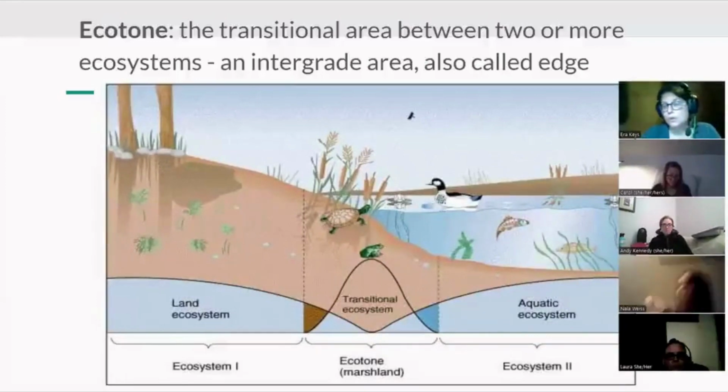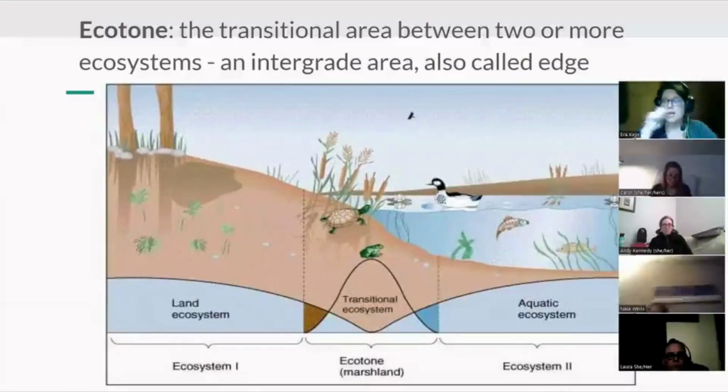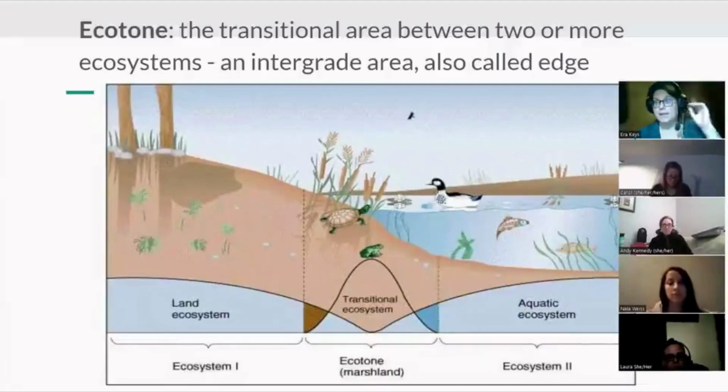We're looking at 2 different ecosystems right here. Okay, we're looking at an aquatic ecosystem and we're looking at a land ecosystem. And the ecotone is that transitional space between both the aquatic and the land. And the reason why an ecotone is so immensely impactful is because it has characteristics of both the aquatic and the land. It isn't fully land and it isn't fully aquatic, and it has some where they both meet.